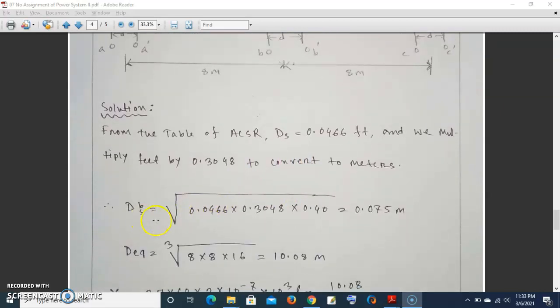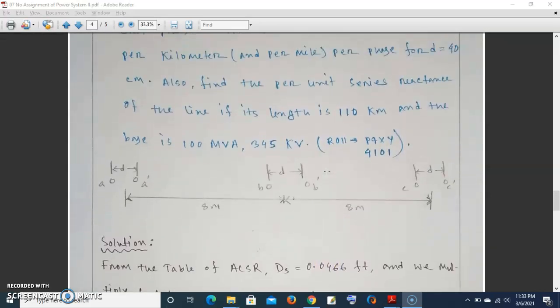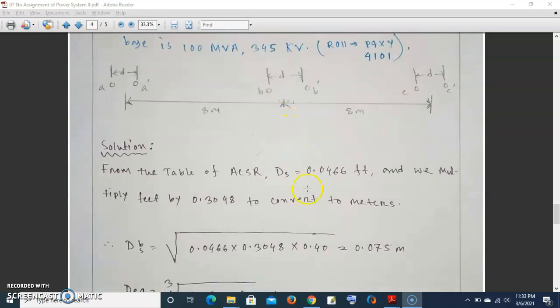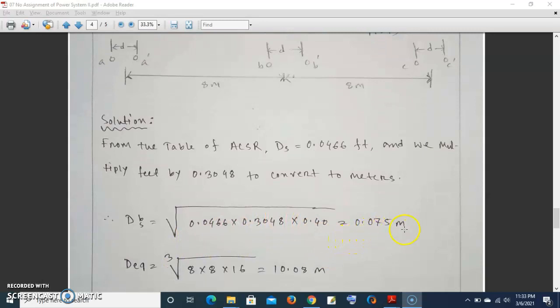Here Dsb equal to the square root of Ds into 0.3048 into the distance D equal to 40 centimeter. We convert it to meter, so the value is 0.4. Then we multiply and we get the result Dsb equal to 0.075 meter.